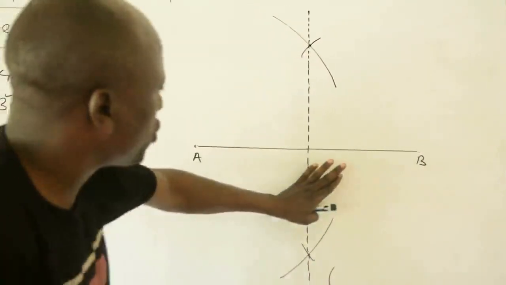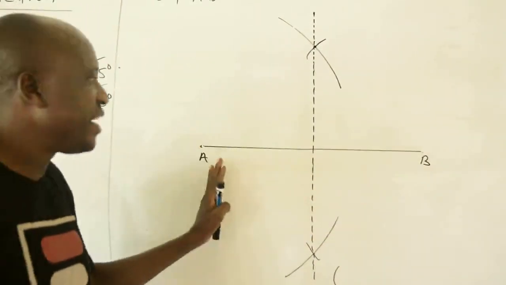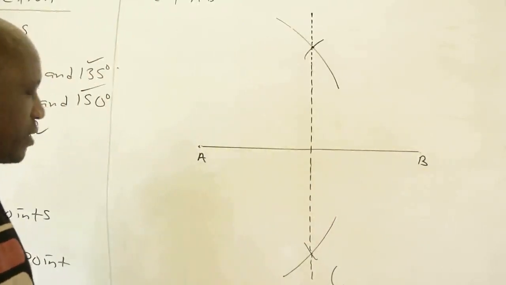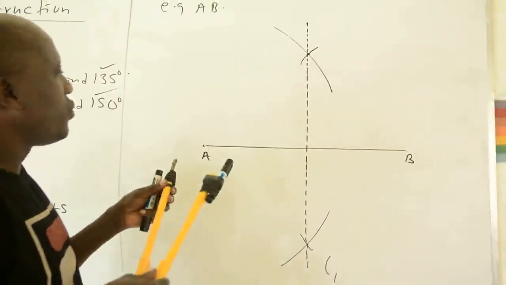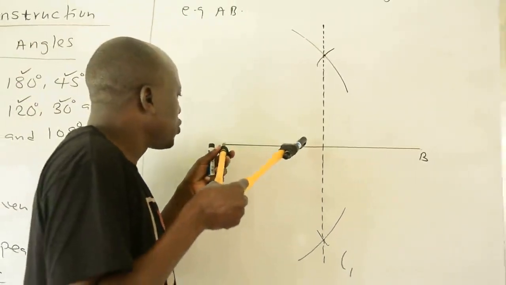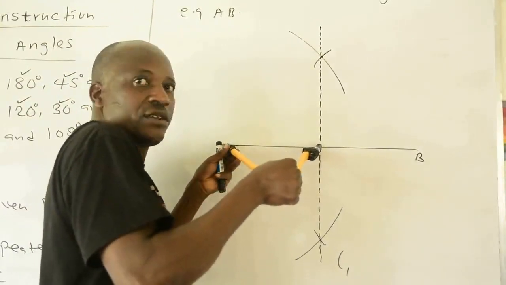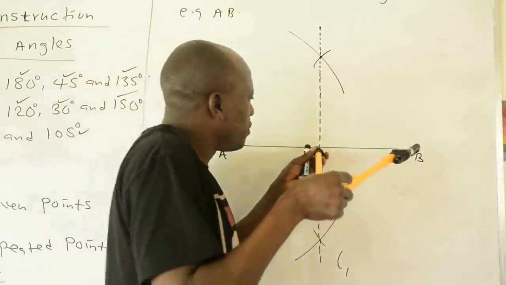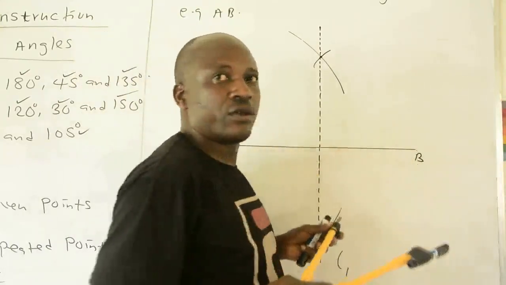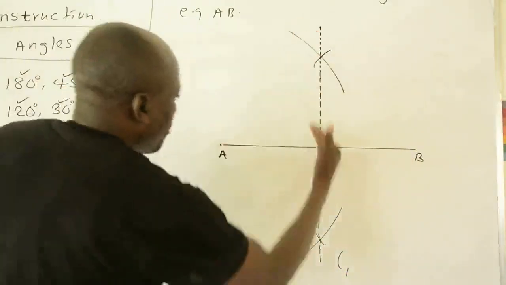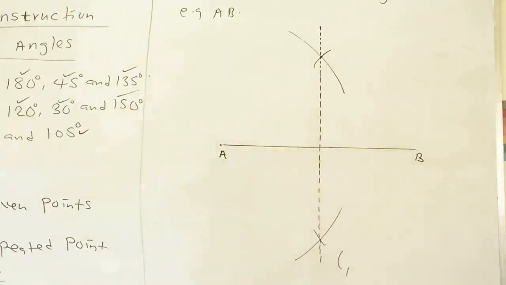Now, what we have just done is we have bisected line AB into two equal parts. If you want to check, place your compass at A to this line. It's the same thing as from this line to B. So that means we have bisected line AB into two equal parts. That is what we call locus from two given points. Now the next one is locus from a repeated point.